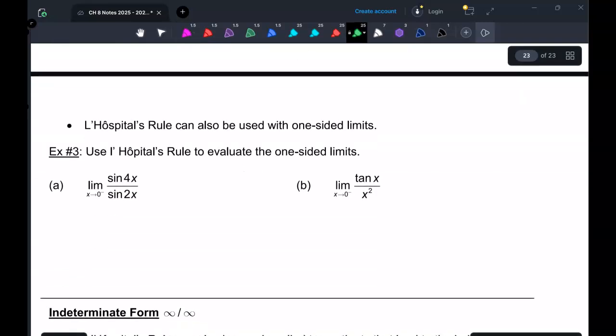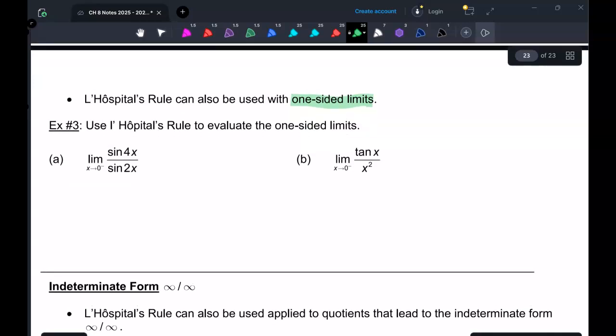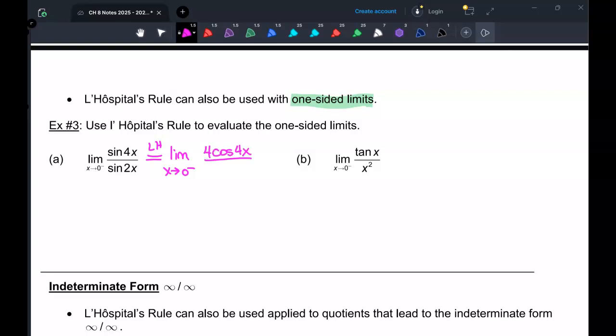Okay, we can also apply L'Hopital's rule to one-sided derivatives, as long as we still end up with that 0 over 0 indeterminate form. So here I want to apply x approaches 0 from the left. So I will have 4 cosine 4x, applying the chain rule. In the denominator, I get 2 cosine 2x. Plug in 0, we get 4 over 2, or 2.